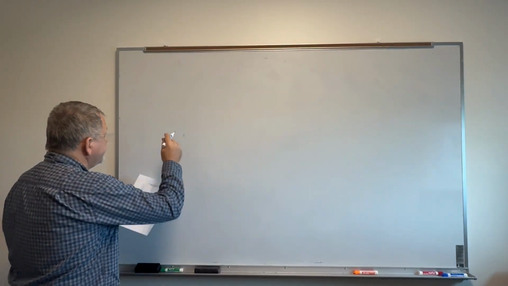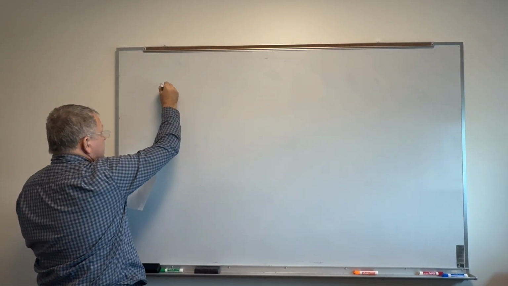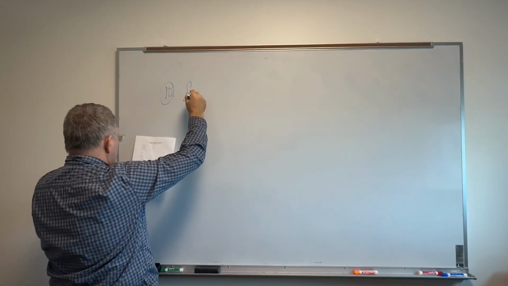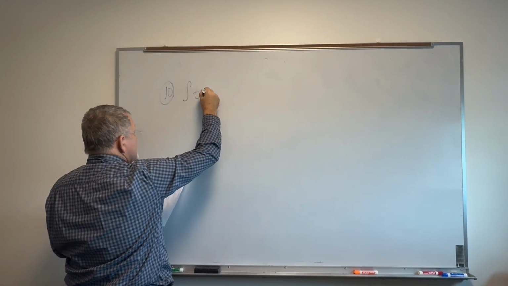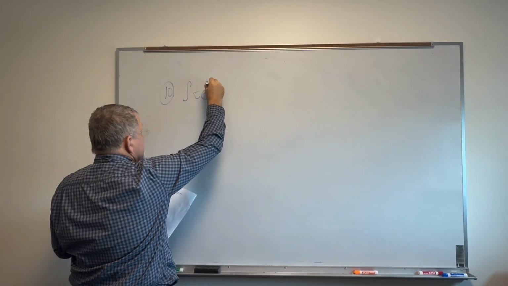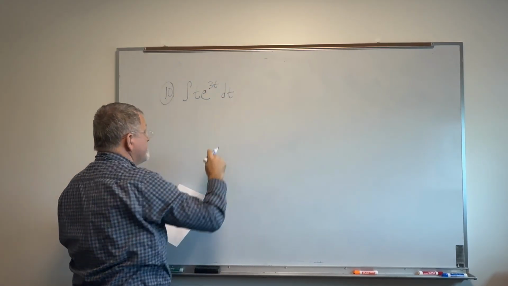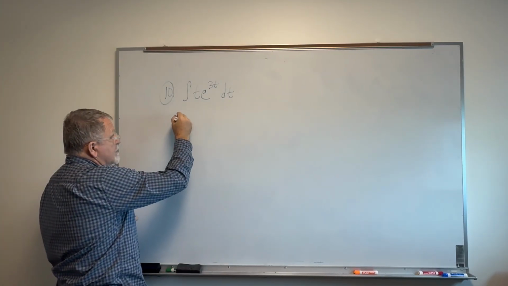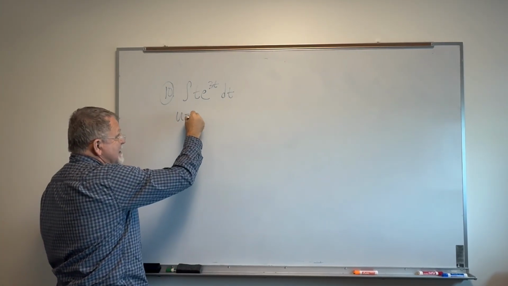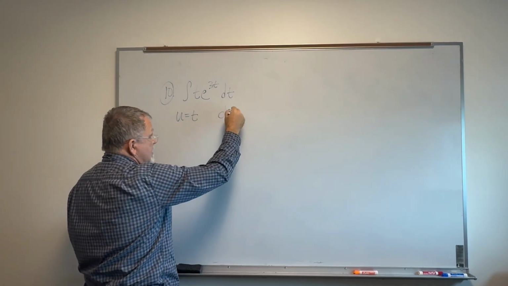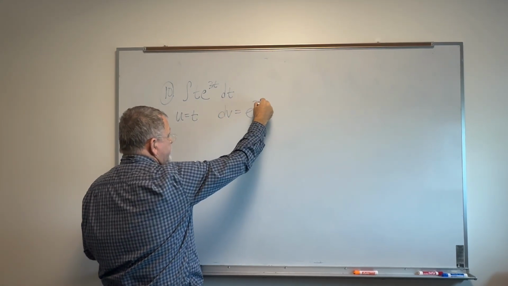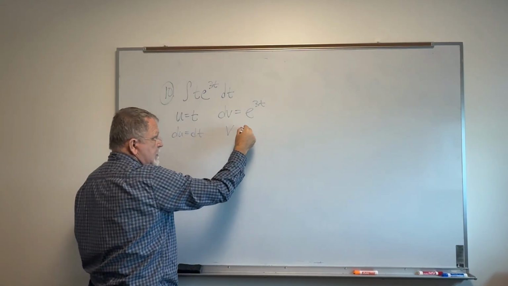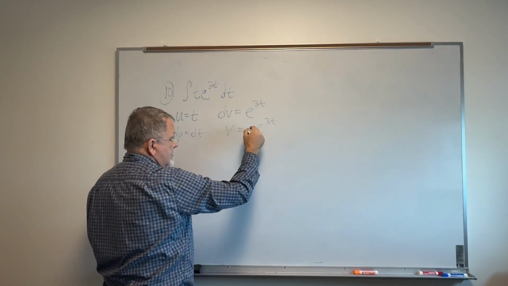Problem 10. I've got the integral of t e to the 3t dt. So I'm going to let u equal t and dv equal e to the 3t. So du is going to be dt, and v is going to be e to the 3t times a third.